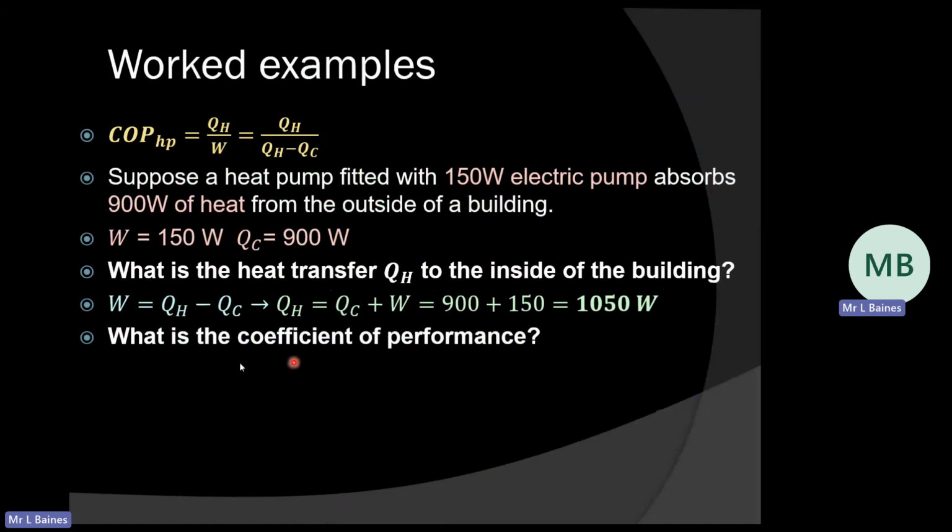If I then look at my coefficient of performance, I know that I'm getting 1050 watts being pumped into the building. The amount of work I'm doing is 150 watts. So I have 1050 divided by my 150 watts of work, and I've got a coefficient of performance of 7. Hopefully that's a fairly straightforward idea.